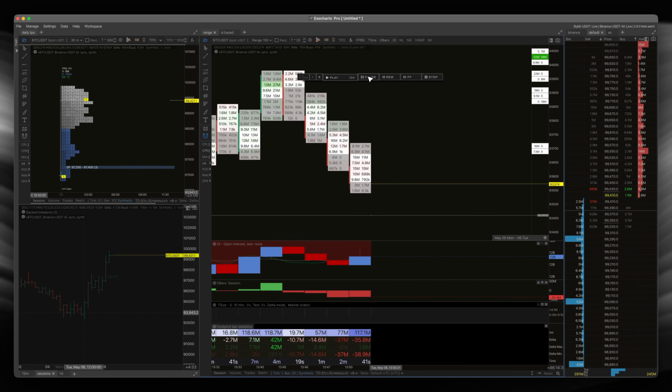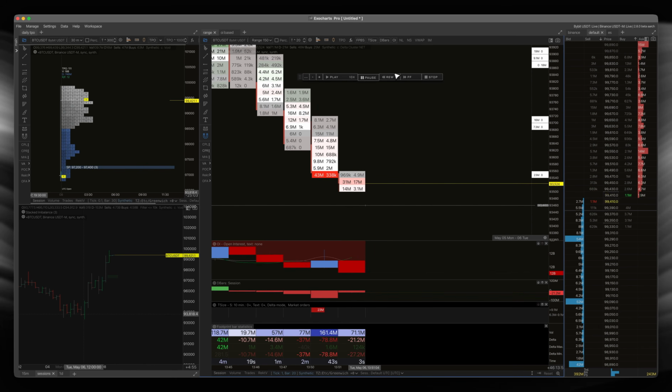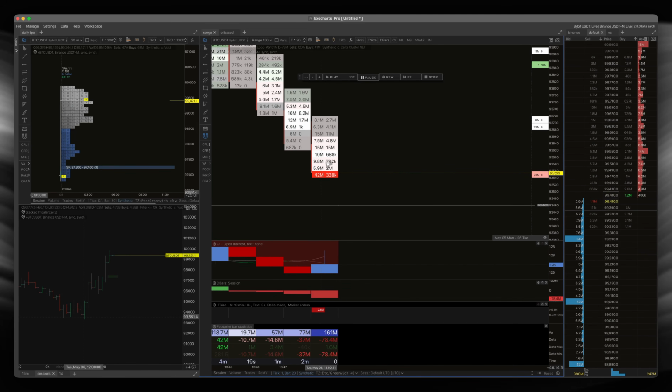And you can see here what's going on with the footprint in real time, where you've got this massive open interest increasing to the max, negative delta. This short has just come in and piled in.